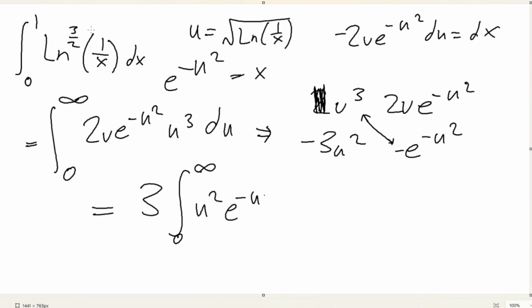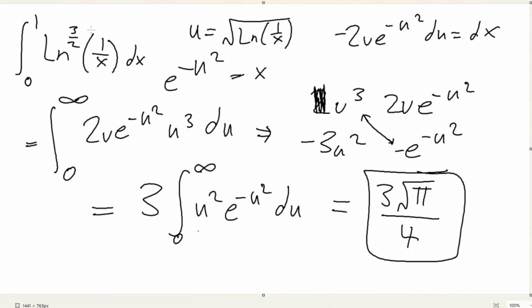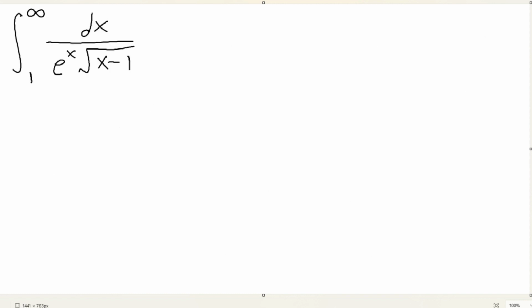And I mean, we've done this before. We know what this is. This portion here, this integral was root pi over 4. What is this? Now this looks very awkward, but let's calm down and let's just see where this takes us.